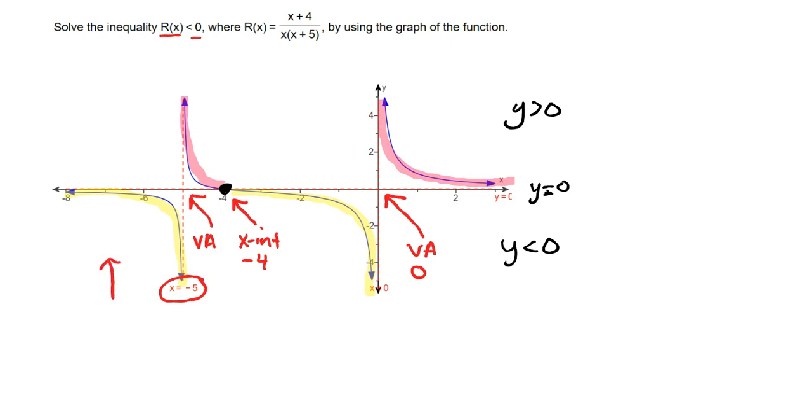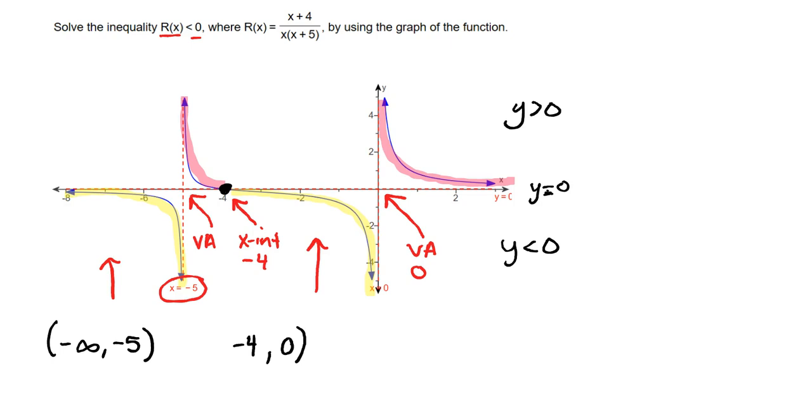So that includes this section. This section goes from -infinity up to that vertical asymptote. That vertical asymptote is an undefined portion of the graph. And then we have this section of the graph being below the x-axis. That section starts at that x-intercept of -4 and ends at this vertical asymptote of 0. The vertical asymptote is an undefined portion, so we wouldn't want to include it.